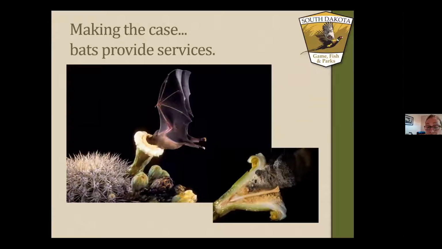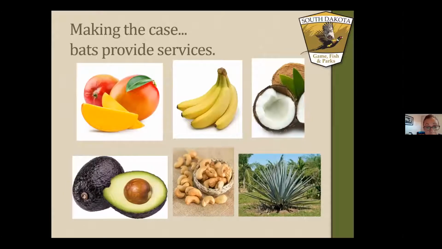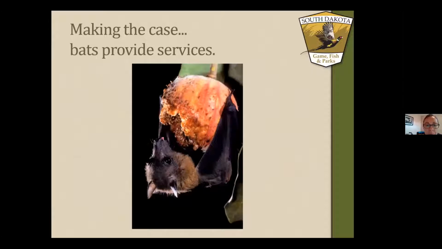There are also bat species that are pollinators, and they pollinate a variety of foods that people eat every day. I think I like all of these except the coconut up on the top right. The plant on the bottom right is an agave, and that is what tequila is made out of. Fruit-eating bats provide seed dispersal services. In tropical regions, they help reforest.